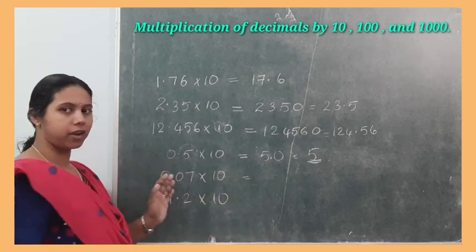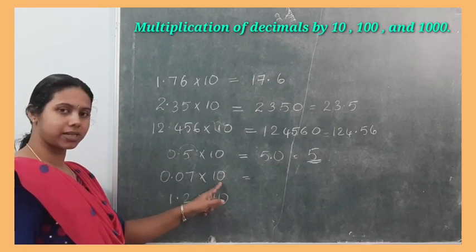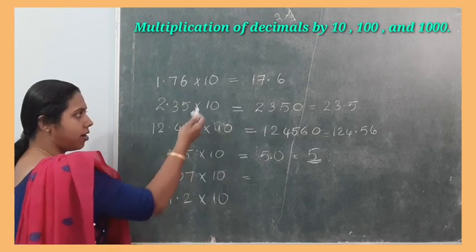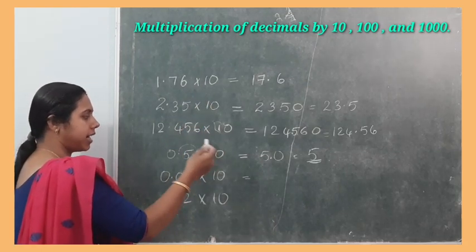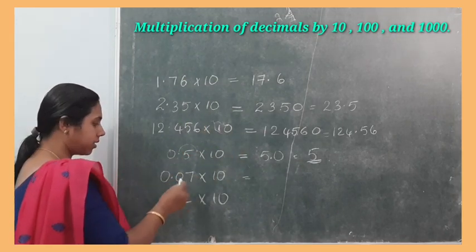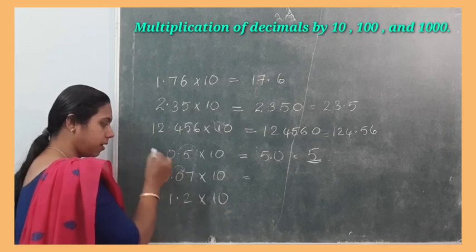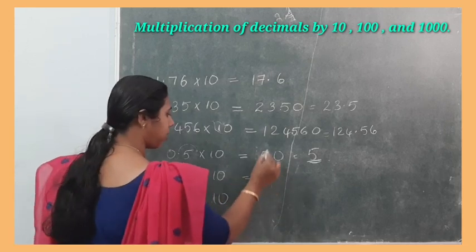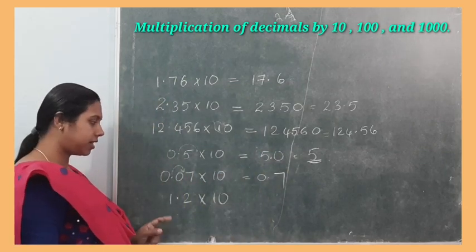Then can you say the next one? Without multiplying, can you directly say the answer? 0.07 into 10. We know that in all these examples, when you multiply by 10, the decimal point is moving one place to the right. So now the decimal point is here. One place to the right means it will be here. So the answer is 0.7. Check whether it is correct or wrong.